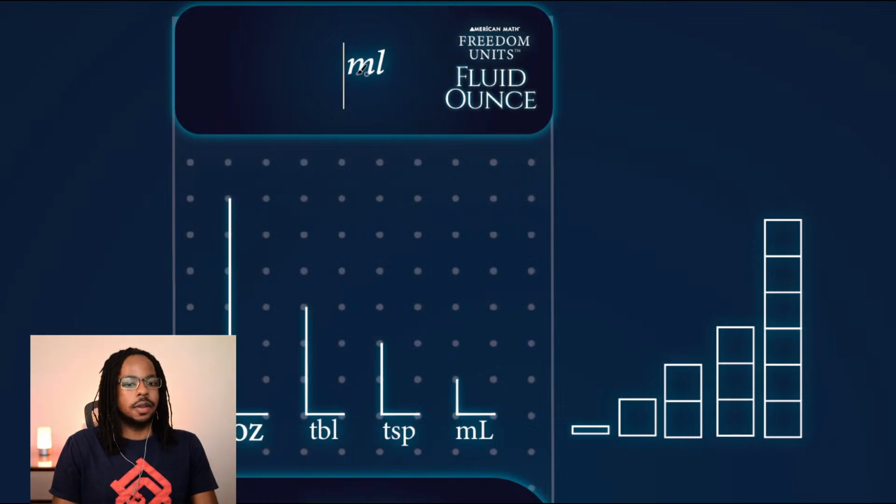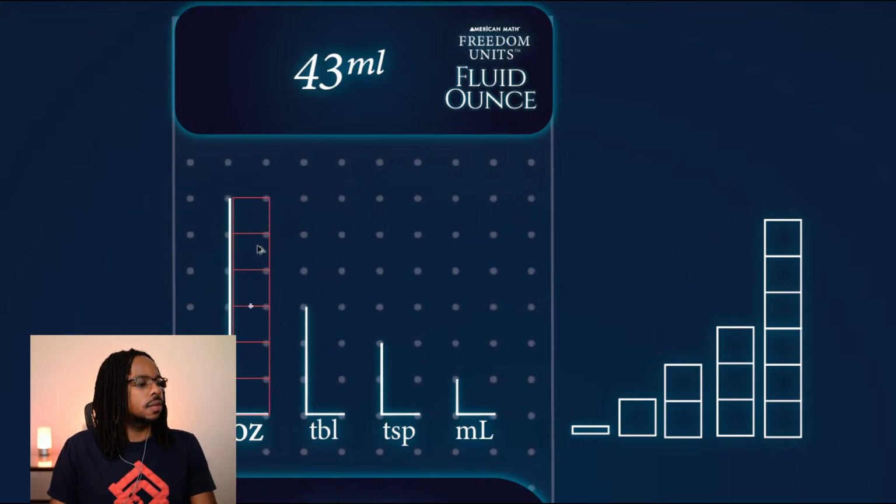Next up, we have 43. All right, deja vu. What we're going to do is take this long piece back here. That's 30 milliliters, aka an ounce. We'll drag that into the ounce column right there. So now that's 30. So with that being said, we still need 13 more.